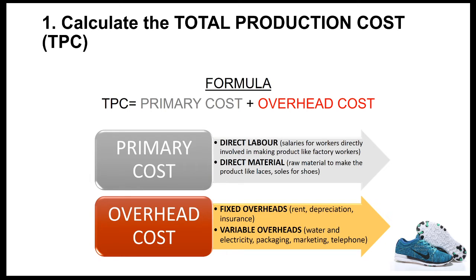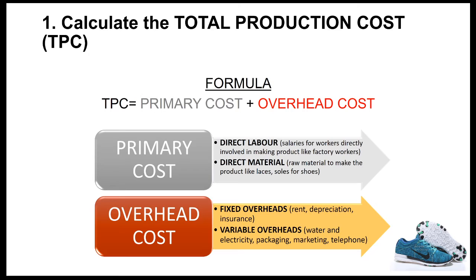Number 1, calculate the total production cost, abbreviated to TPC. And the formula to do this is primary cost plus overhead cost. What do we include in primary cost? We include things like direct labor and direct material. Direct labor is labor for employees that are directly involved in manufacturing the product. So like paying their salaries.